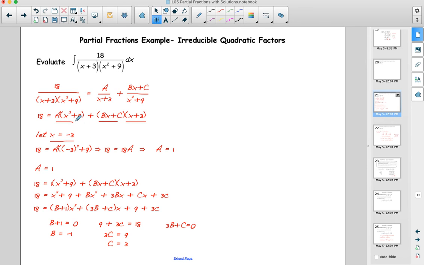Let x be negative 3. I'm going to get 18 from here. Negative 3 all squared plus 9. That becomes 9 plus 9. That's 18. So I get 18 is equal to 18a. And a is 1.